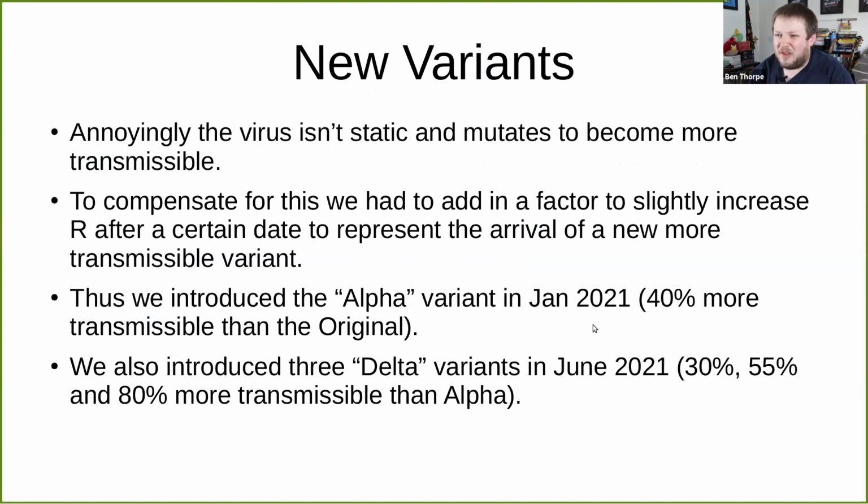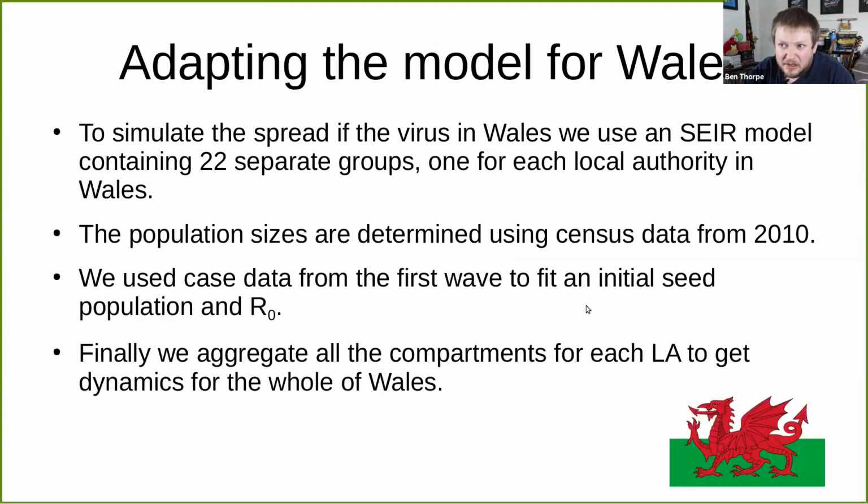Variants. Annoyingly, the virus mutates, so we had to change for variants. In this case, we just had an extra factor we put into the contact rates to scale it up or down in order to introduce new variants at different times. So we have an alpha variant in January, and we had the delta variant in June, which we had to account for.